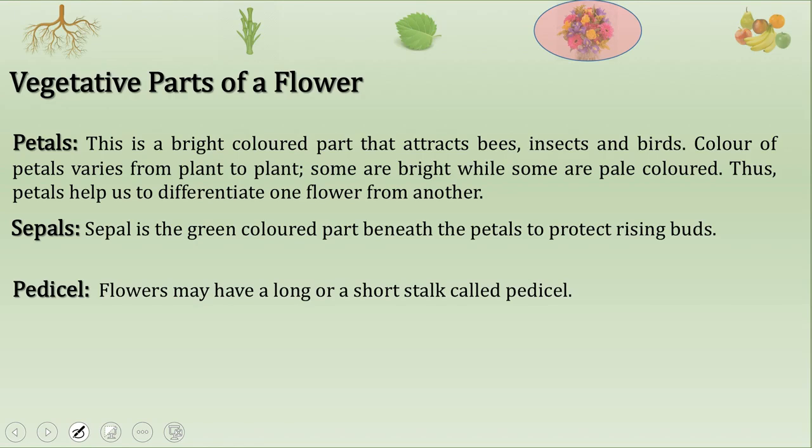Okay, next is sepal. Sepal is a green colored part, as we saw just now, beneath the petals to protect the rising buds. Next is pedicel. Flowers may have a long or a short stalk called the pedicel.